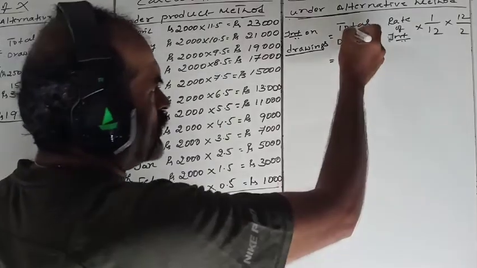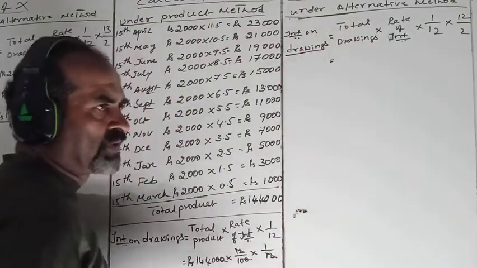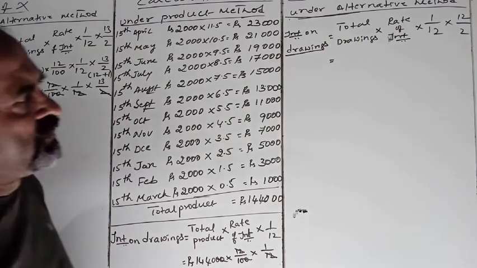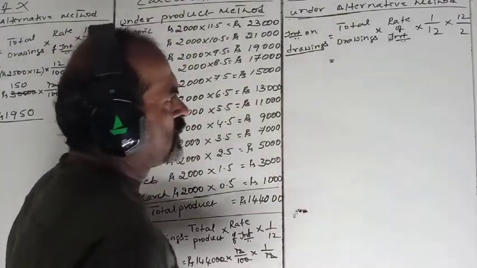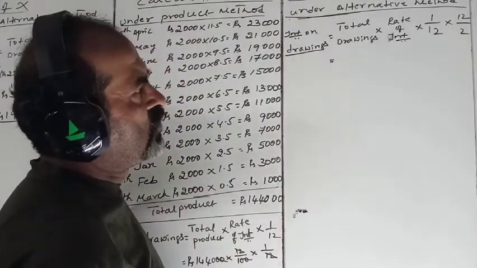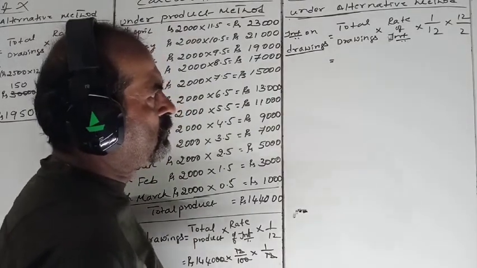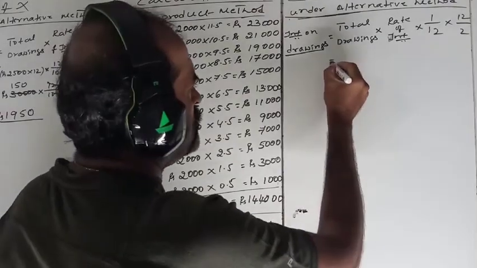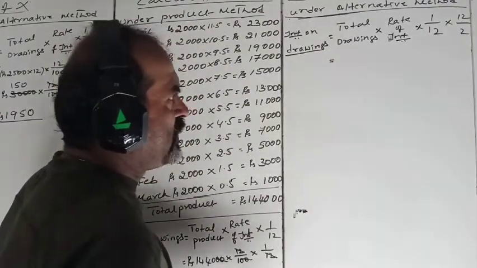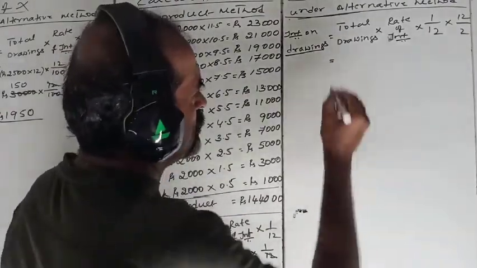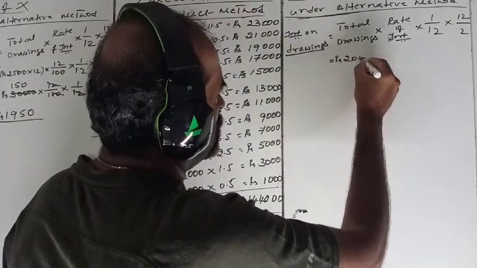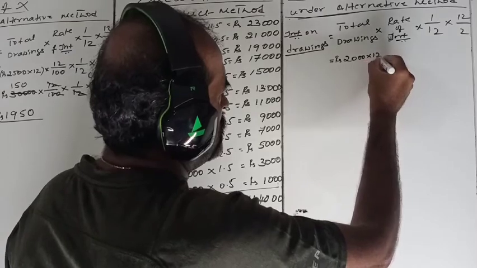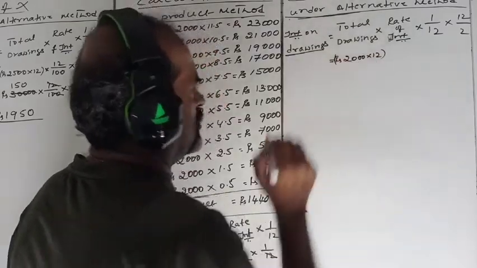The total drawing from 15th April to 31st March, what is the amount withdrawn by the partner? That should be multiplied with the number of months. It is the 2,000 rupees withdrawn by the partner every month.